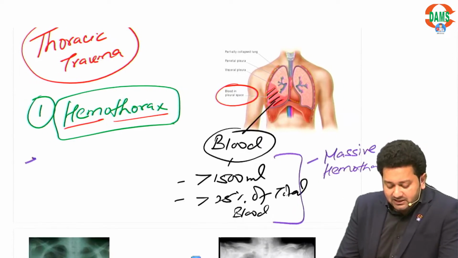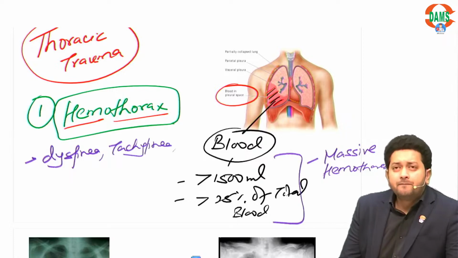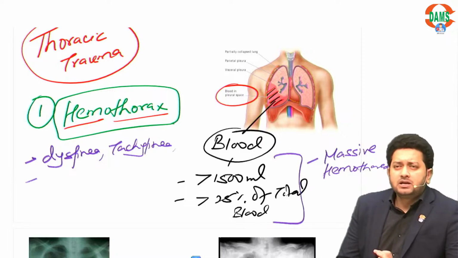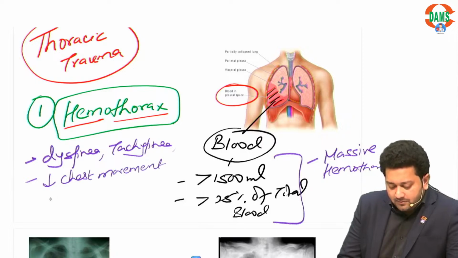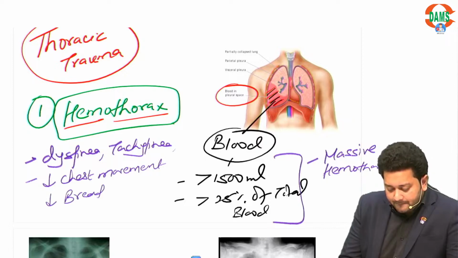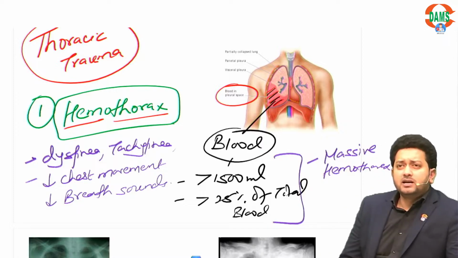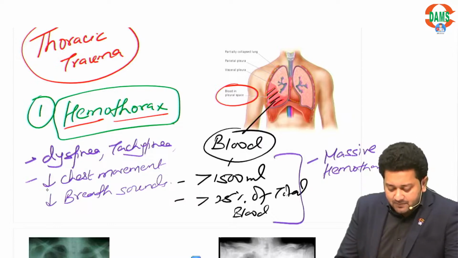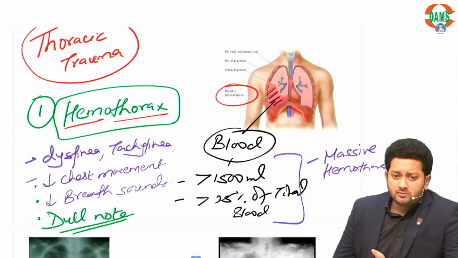Clinically, the patients will have dyspnea and tachypnea. On inspection, there will be decreased chest movement. Then there will be decreased breath sounds. And a very important thing, how in the exam you will know that they are talking about hemothorax: on percussion there will be a dull note. Dull note on percussion will tell you that they are talking about hemothorax.